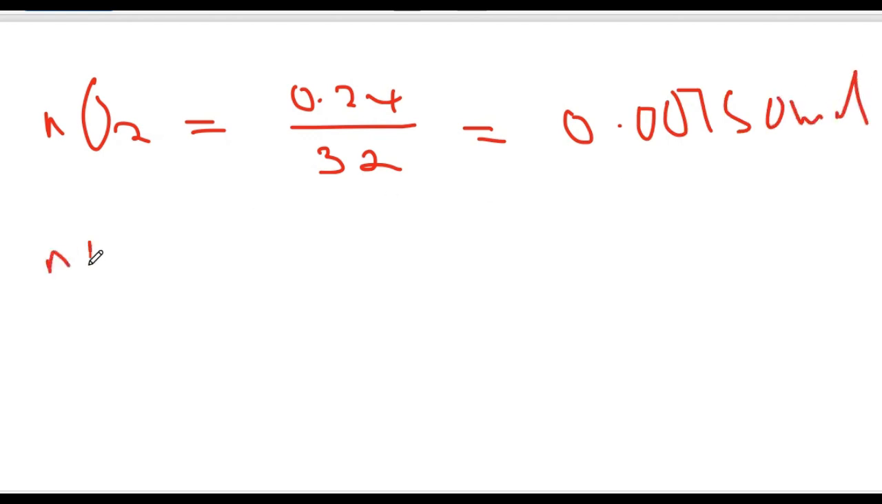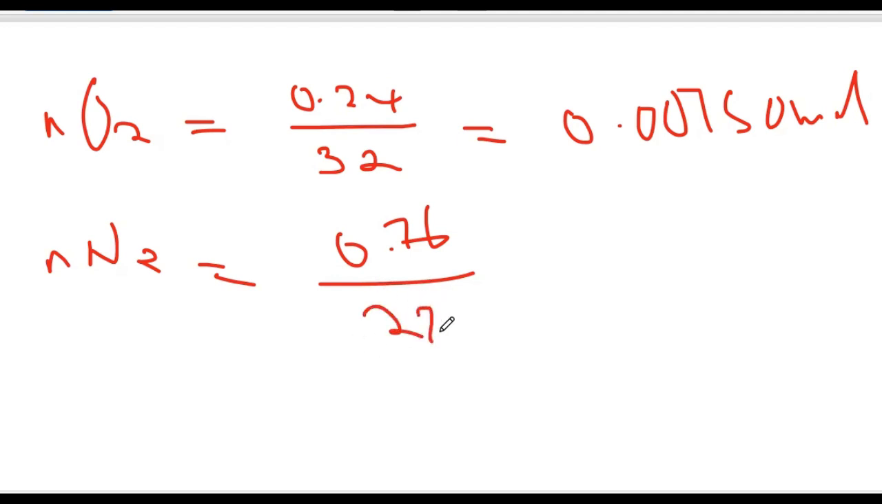Then what are the moles for this nitrogen gas? The mass of nitrogen, which is 0.76, divided by the molar mass of nitrogen. What is the molar mass of nitrogen gas? It's just 28. So what are you going to get? I'm going to get 0.0271 moles according to my calculator.